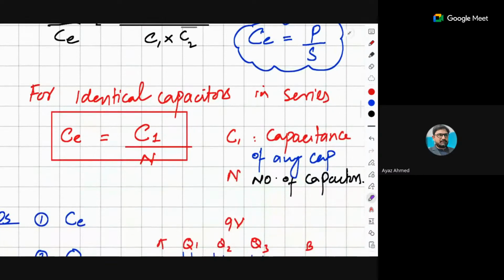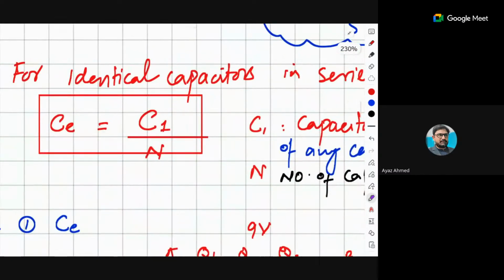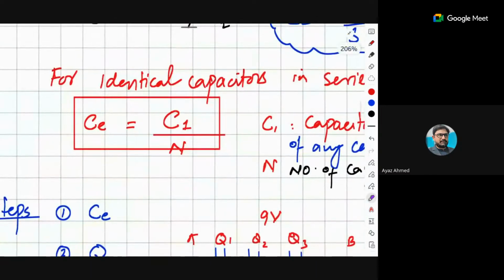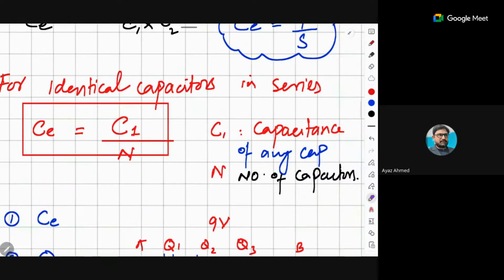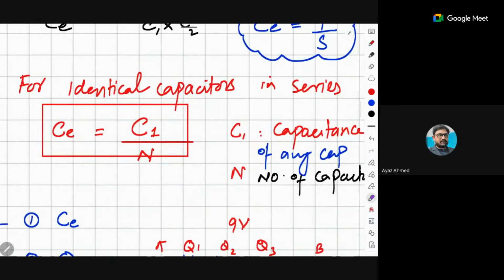When you have identical capacitors in series, and the capacitance of each capacitor is equal, then your C equivalent is C1 divided by the number of capacitors. C1 is the capacitance of any one capacitor. For example, if you have a capacitor of 20 microfarad and there are two such capacitors in series, then the capacitance will be divided equally into two. Got this point?